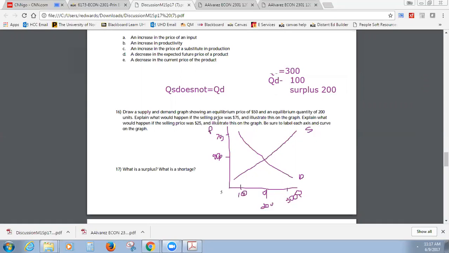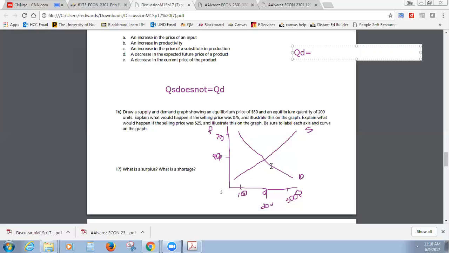All right, explain what would happen if the selling price were 25. At 25, the numbers are going to be reversed. So at a price of 25, I have to figure out what that does to quantity supplied and quantity demanded. I'm making up these numbers here. You could have just said that quantity supplied would be less than quantity demanded, and it'd be true, but I like to actually use numbers.